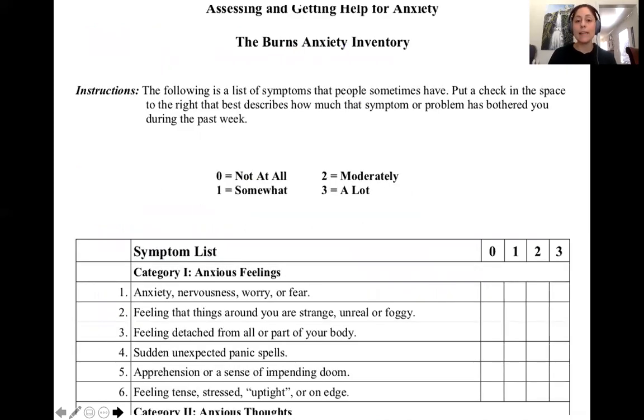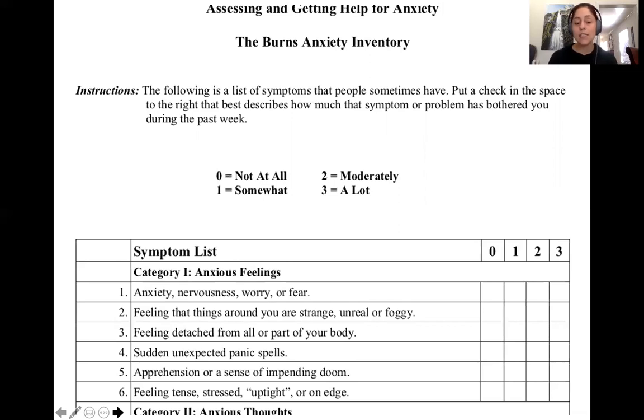Okay. All right, next we have the Burns Anxiety Inventory, not to be confused with the Beck Anxiety Inventory that we just looked at. This one is a 33-item self-report measure that's divided into 3 categories. And what's nice about this is that these 3 categories are consistent with a CBT approach. So if you're a CBT clinician, this might be a great tool for you. So those 3 categories are anxious feelings, anxious thoughts, and physical symptoms of anxiety.